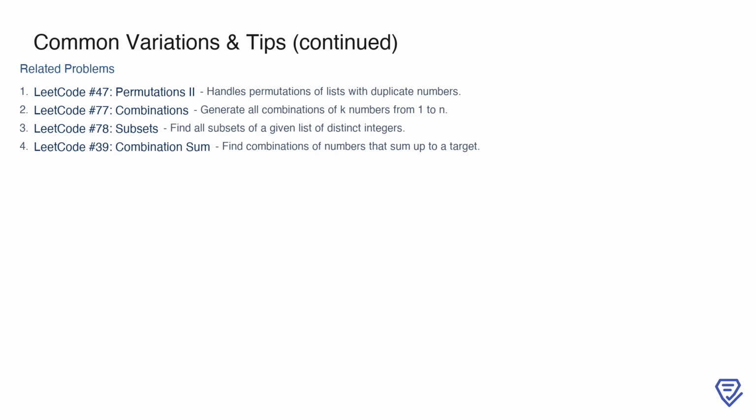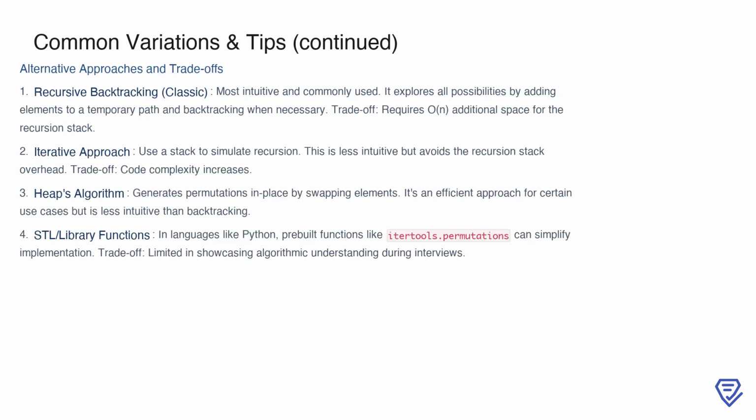There are also alternative approaches to solving permutation problems, each with its own trade-offs. The most common is recursive backtracking. This approach systematically explores all possibilities by adding elements to a temporary path and backtracking when necessary. It's intuitive and widely used, but it does require additional space for the recursion stack.